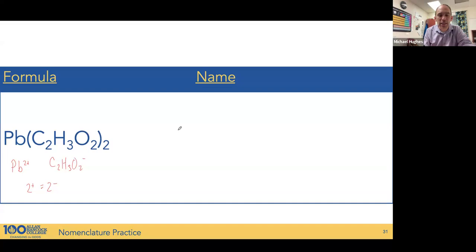So the name of the species is lead. Because we don't always know its charge, we're going to use the parentheses and the Roman numerals for 2 plus, which is 2. And then the polyatomic named acetate and no changes to the suffix. So lead(II) acetate. Lead(II) acetate.